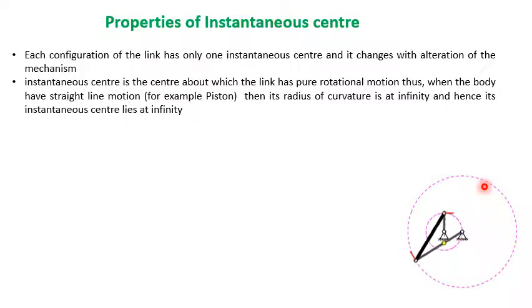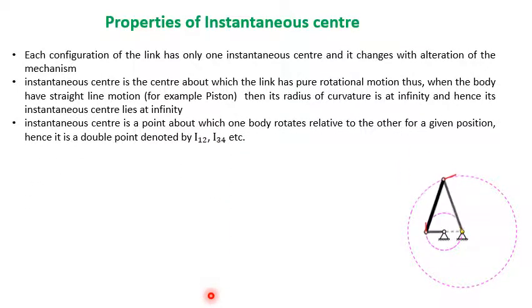So next one. This instantaneous center is a center which has a pure rotational motion. With respect to this pointer, you can see this link is having pure rotational motion. These circles represent the rotational motion of the links. And for the sliders, since the slider has a radius at infinity, its instantaneous center also lies at infinity.